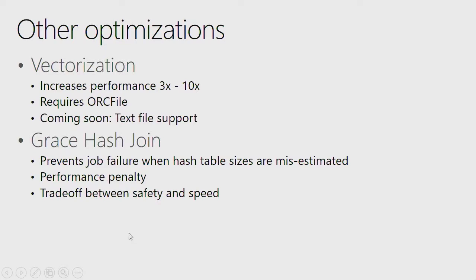The other new thing that was added recently is Grace hash join. In some cases you may want to choose Grace hash join, which tells Hive that in case the join that you want to use fails, you can fall back to this Grace hash join. It prevents job failure when hash table sizes are misestimated, right? There is a performance penalty, so use it wisely, but in cases where you'd rather have the job run and not care about performance, you might want to use this.